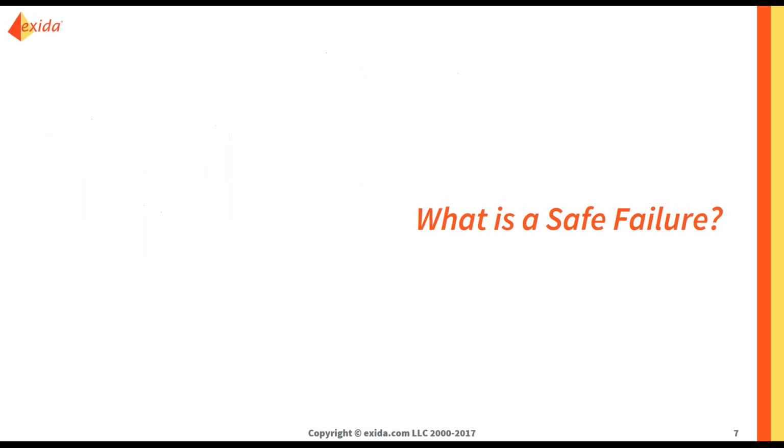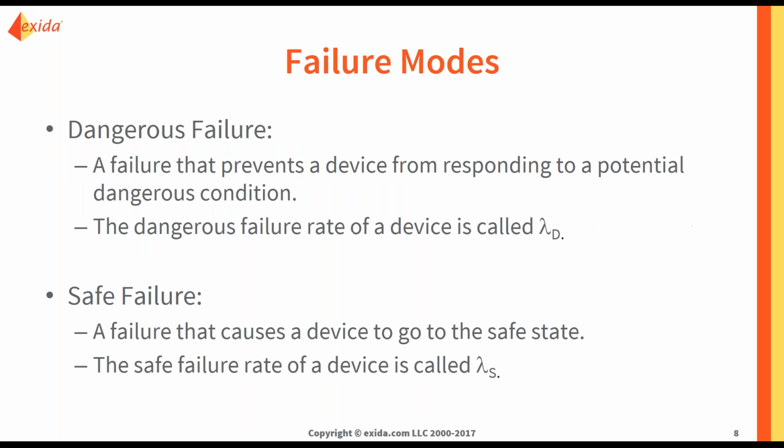First, I'm going to go through a few definitions. What is a safe failure? Often in safety we focus on dangerous failures, and this is very understandable because a dangerous failure could harm personnel, equipment, and the environment. So what is a dangerous failure specifically? It's a failure that prevents a device from responding to a potential dangerous condition or hazard scenario. We often symbolize a dangerous failure rate using lambda D.